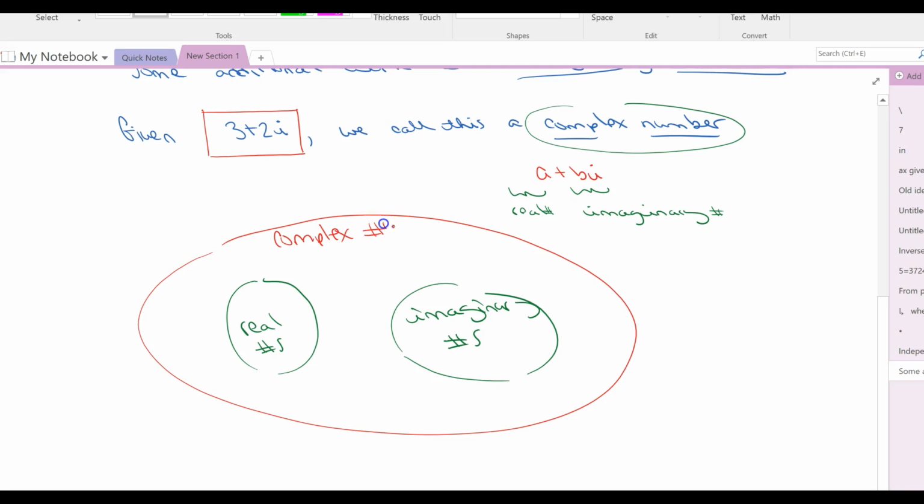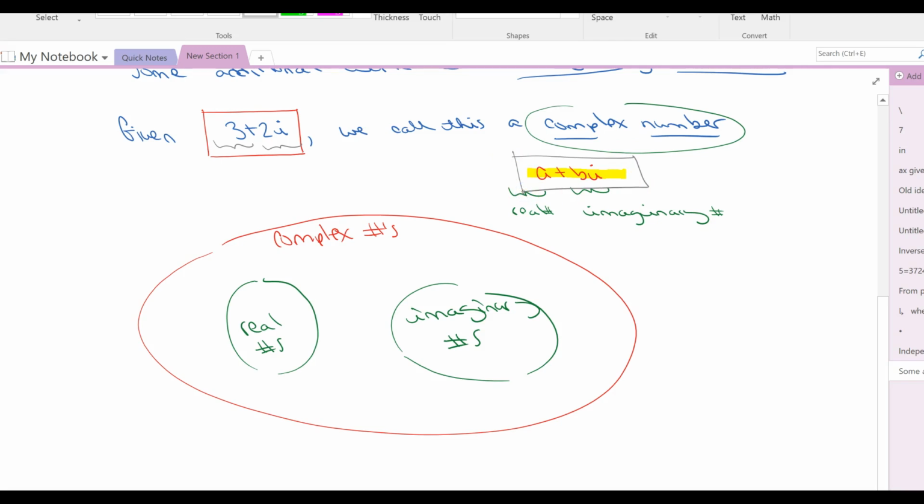And the reason why complex numbers include both is because if you look at this form of a complex number, a plus bi, right? If a equals 0, then you're just left with an imaginary number, bi. And if b equals 0, you're just left with a real number, the a part. So here, for example, if we look at this, a plus bi, the a here is 3, the bi part is 2i.